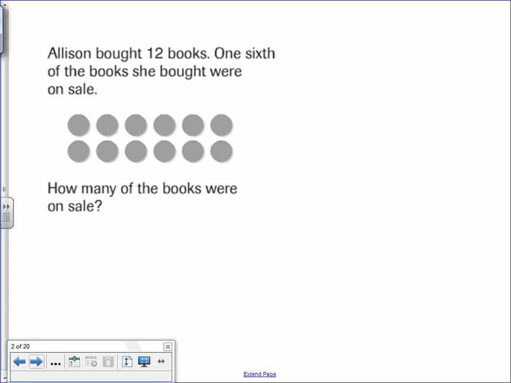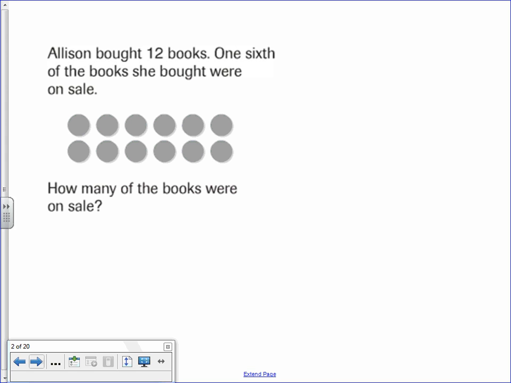Second question, Allison bought 12 books. 1/6 of the books she bought were on sale. How many of the books were on sale? So essentially, in this question, we are looking for 1/6 of 12. 2 ways to do it. I'm going to explain the first one, then we'll come to more questions like this where you can volunteer. 2 ways to do this kind of question.